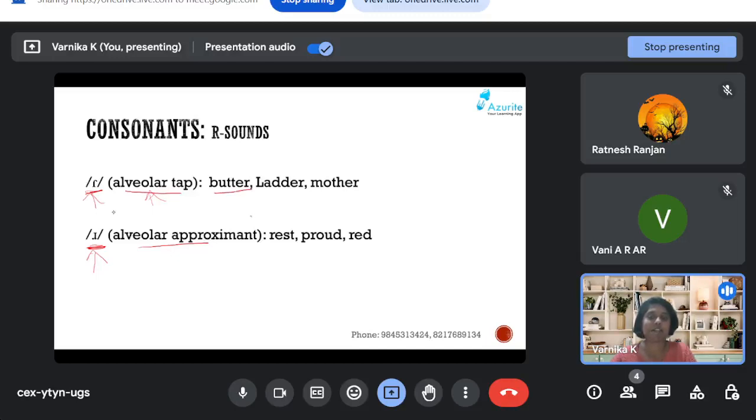Okay, so firstly, you have the tap r sound, right? Butter, ladder, mother. Then you have the approximant r sound: rest, proud, red. Alright? Two different symbols are used for the two r sounds, so make sure you remember those symbols.